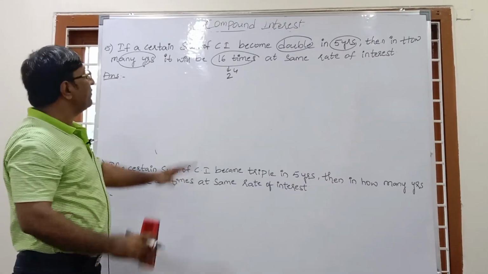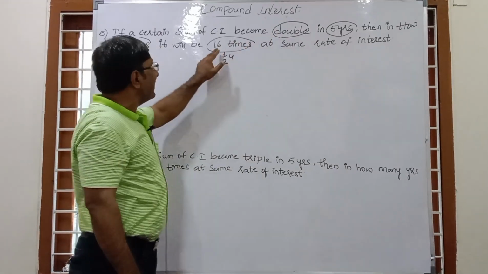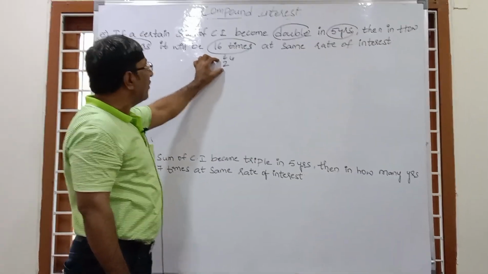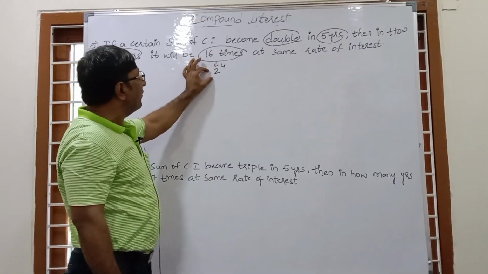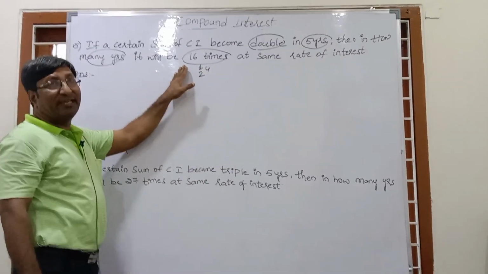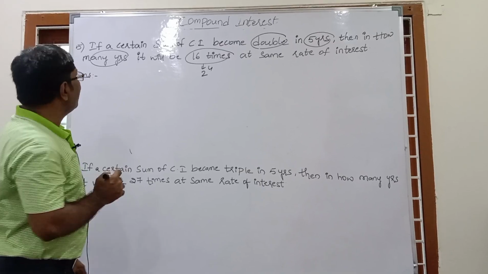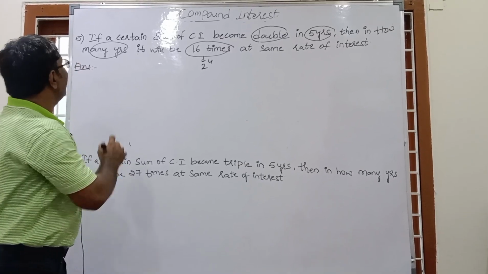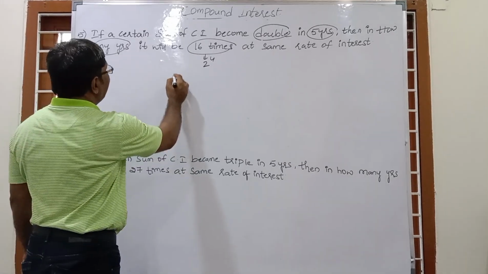When this type of question comes, if it is double, then the number will be a power of 2. If it is triple, then the number will be a power of 3. So here it is double, and 16 times is given. 16 times means 2 to the power 4. For this type of question, there is a trick. If a certain sum becomes this, then how many years? We have to find T2.